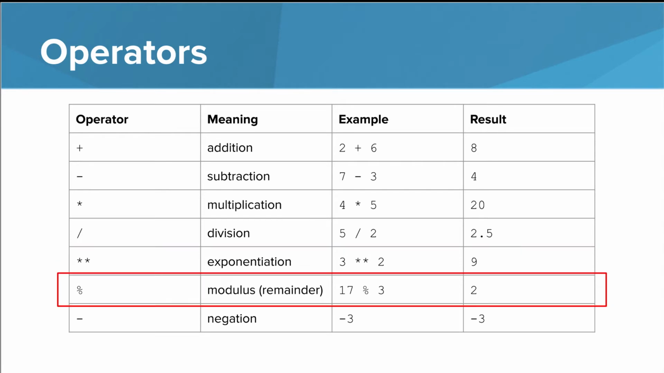The modulus operator finds the remainder when you divide one number by another. In the example, dividing 17 by 3 results in a remainder of 2.